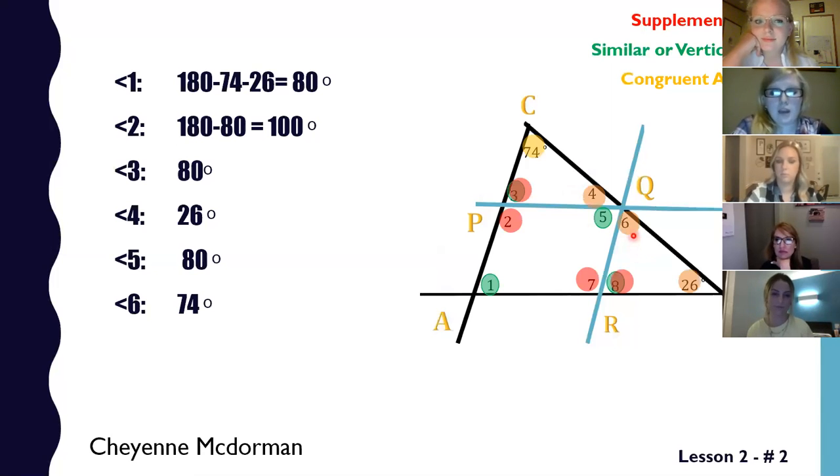Angle 7 is a supplementary angle. And if we look at angle 8 as well, we see that it falls on a line. So we know, as in angle 2, that 180 degrees minus 80 degrees will give us 100 degrees. So that means angle 8 would be 80 degrees.